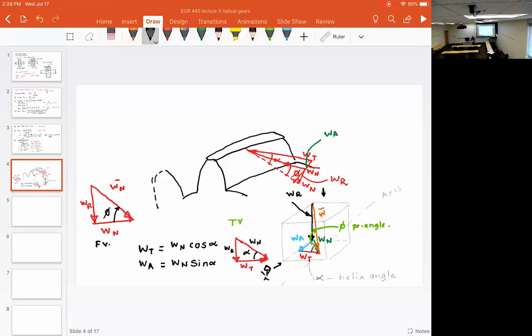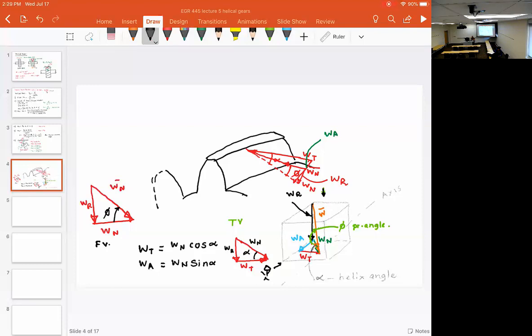So now let's take a step back and try to understand how these different forces are going to cause the shaft to be bent in different orientations. First and foremost, you are going to have bending because of Wt in the horizontal plane. Do you agree with me? Wt is going to bend the shaft in the horizontal plane.